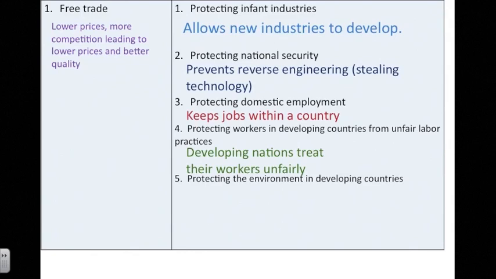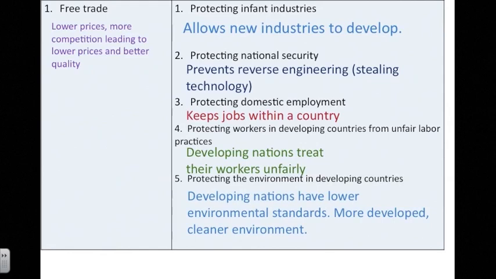A common argument against free trade is that it allows large multinational companies to exploit workers in other countries for cheap labor. The argument against that, of course, is that if those companies were not in those countries, then the workers would not have any opportunities or options at all. Finally, there are standards for production in the United States that are regulated by the government and determined based on the environment, health, and safety of the citizens.